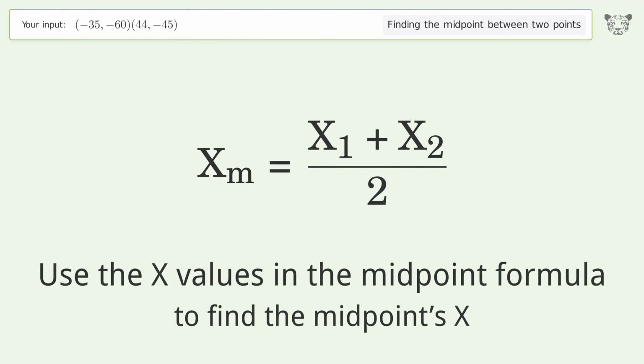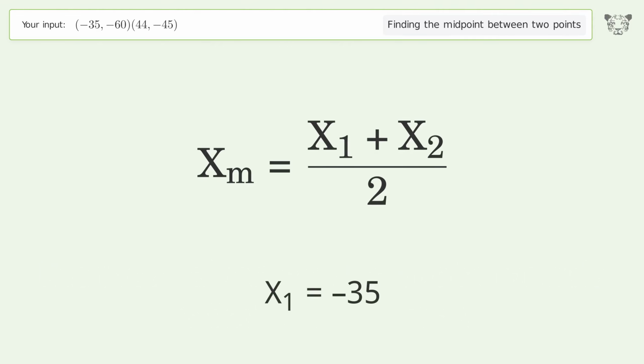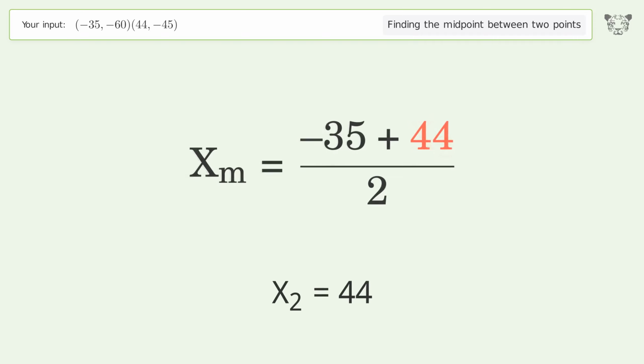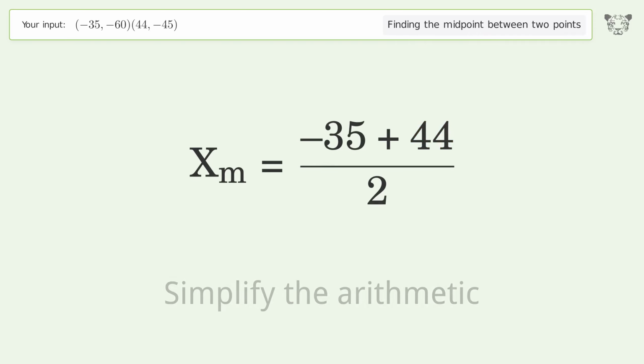Use the x values in the midpoint formula to find the midpoint's x. x1 equals negative 35. x2 equals 44. Simplify the arithmetic.